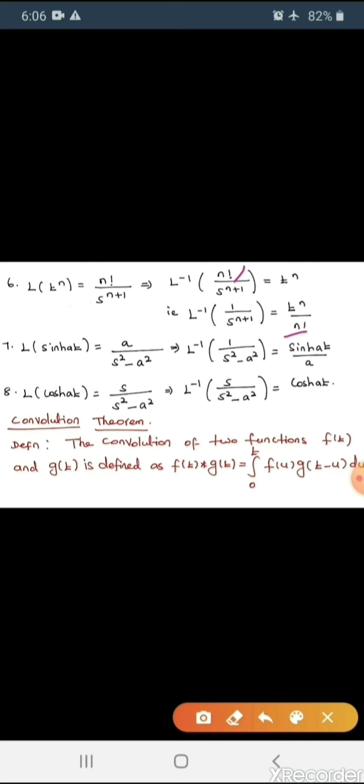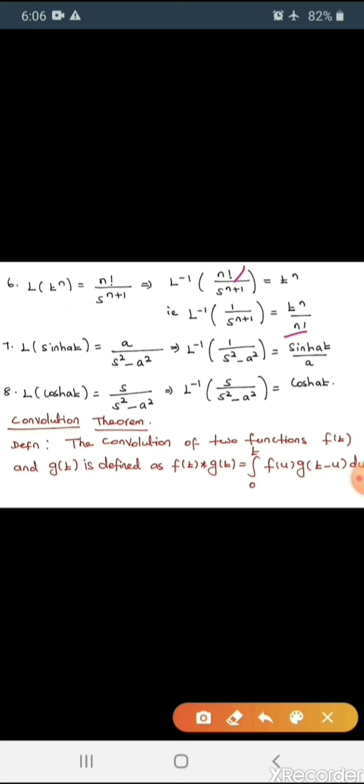Seventh one, L of sin h at is equal to a by s square minus a square. From this, L inverse of 1 by s square minus a square is equal to sin h at by a. Eighth one, L of cos h at is equal to s by s square minus a square. From this, L inverse of s by s square minus a square is equal to cos h at. So, these formulas are very important in inverse Laplace transform.